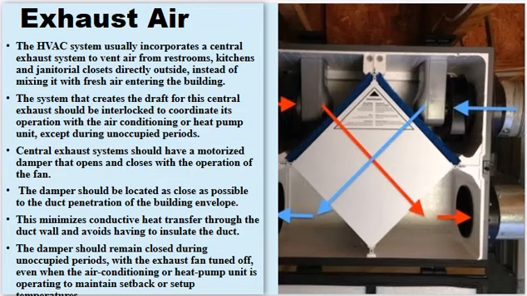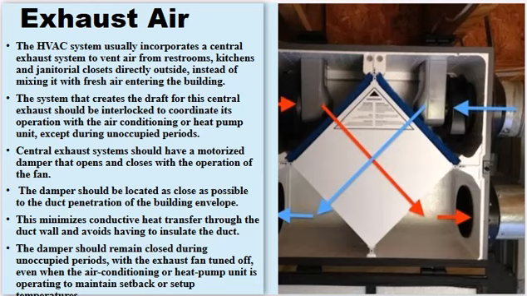Exhaust air. In HVAC systems, a central exhaust system is typically used to vent air from restrooms, kitchens, and janitorial closets directly outside, preventing it from mixing with the fresh air entering the building. The draft system that drives the central exhaust should be interlocked with the air conditioning or heat pump unit to ensure coordinated operation, except during unoccupied periods. This interlock helps optimize energy efficiency by ensuring that both systems work together.